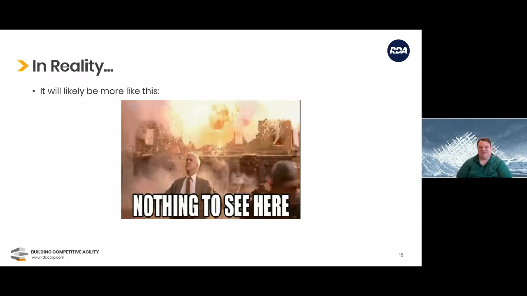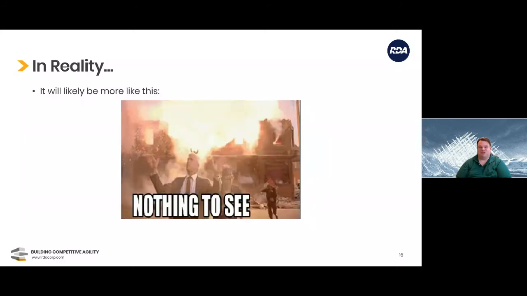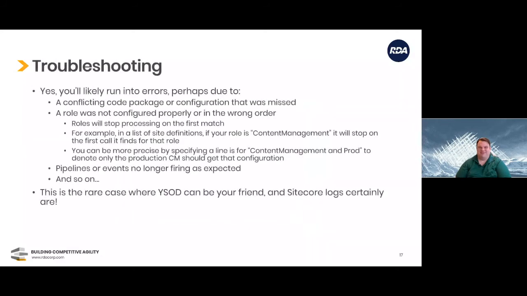This isn't a scare thing. This is just the reality of the situation. You're probably going to run into errors. You may have a conflicting code package or a configuration that got missed during the process. If you're going to version 9, role configuration may be a little bit out of sync or out of order. For example, when you're going through roles, they're going to stop processing on the first match.